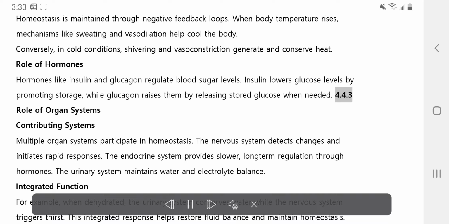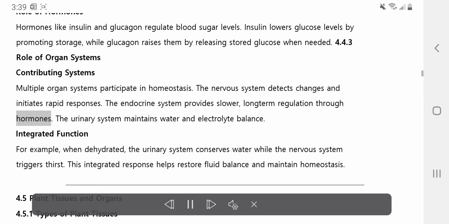For point 4.3, Role of organ systems. Contributing systems. Multiple organ systems participate in homeostasis. The nervous system detects changes and responses. The endocrine system provides slower, long-term regulation through hormones. The urinary system maintains water and electrolyte balance.